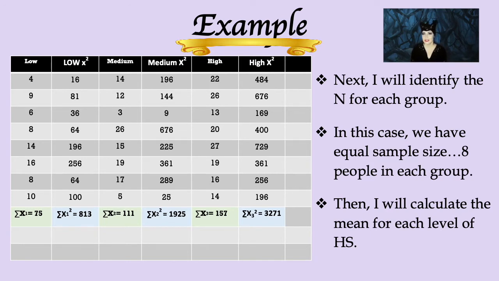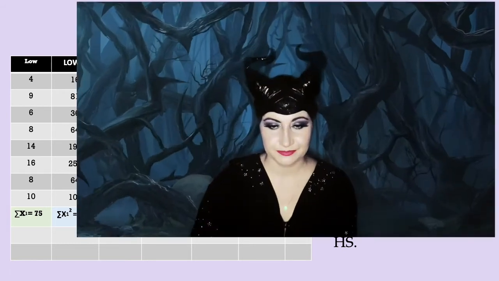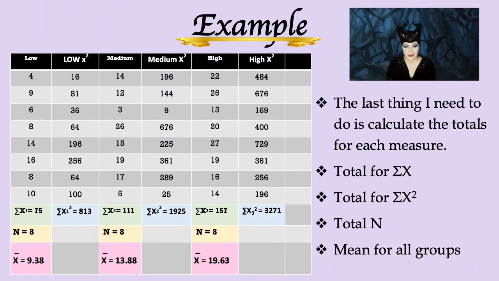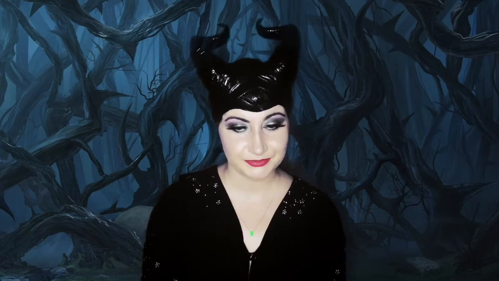We know that the way we calculate the mean is the sum of x divided by n. So once I do that, the mean for the low hypnotic susceptibility is 9.38 dreams recalled. The mean for medium hypnotic susceptibility is 13.88 dreams recalled. And the mean for the high hypnotic susceptibility is 19.63 dreams recalled. So we do see a pattern here. It seems that as hypnotic susceptibility increases, so does the number of dreams the participants recall. Are these differences significant? We don't know yet. This is something that we will need to test using hypothesis testing.